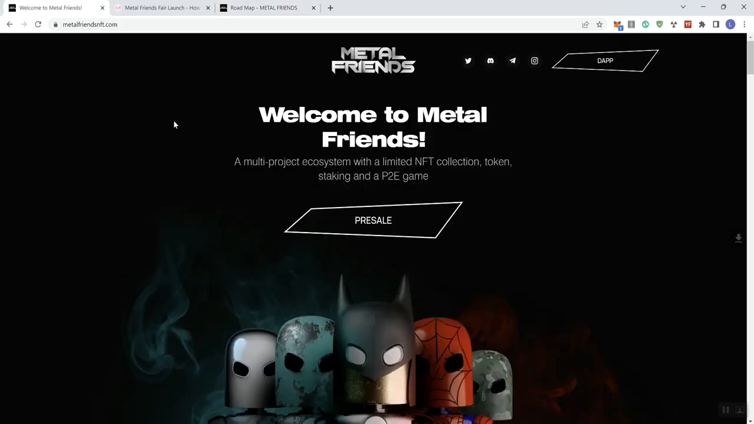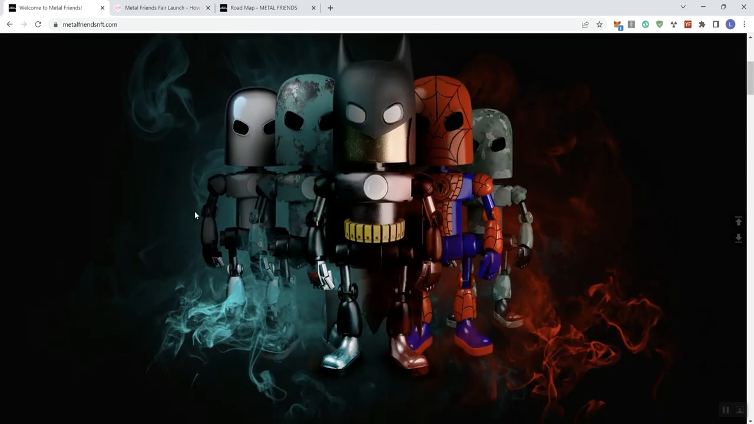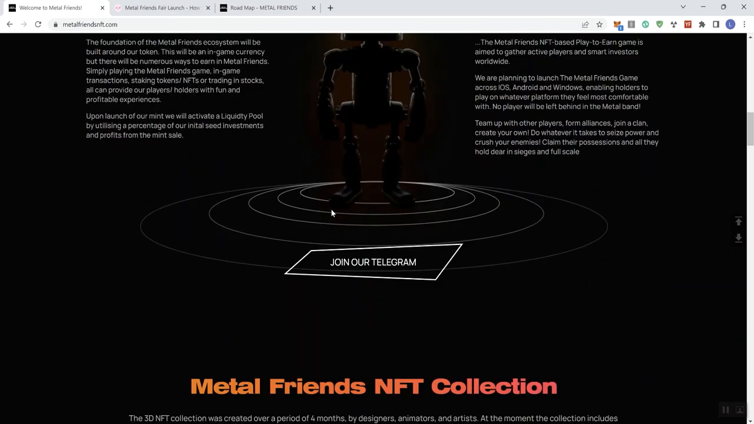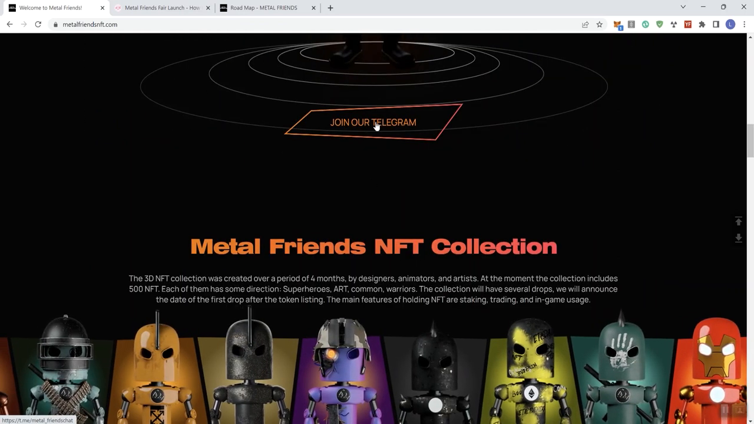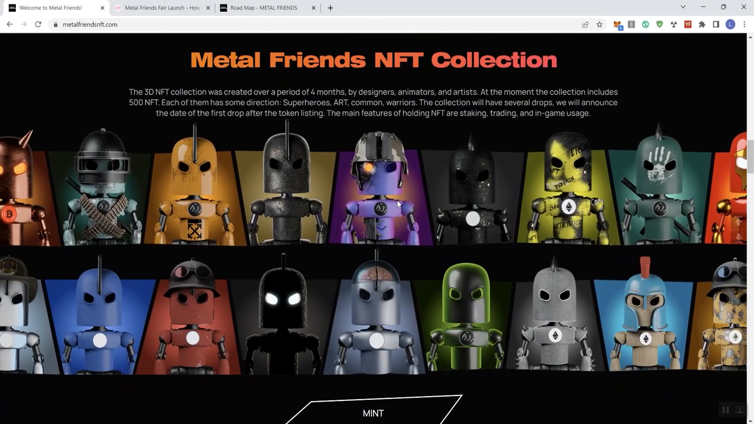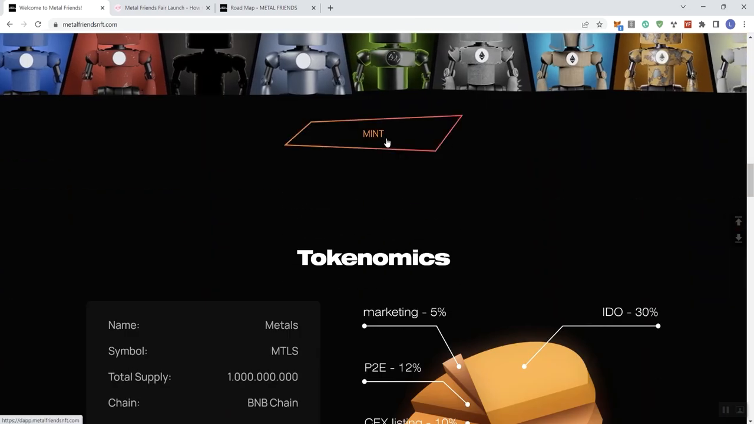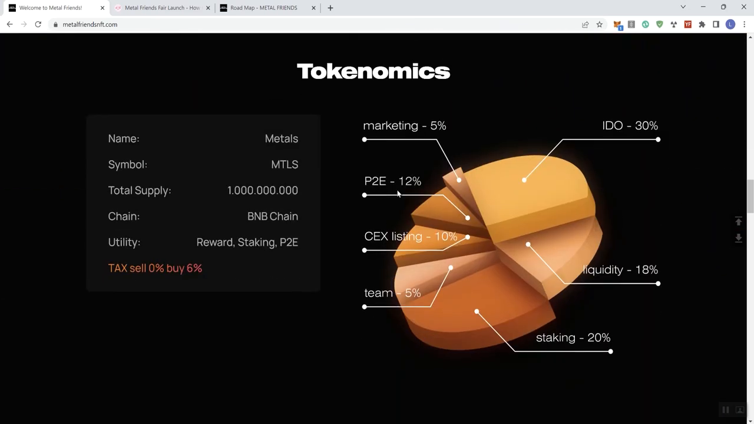All right, moving on over to the main page, we can see their DApp here. And then we can see the socials, we can see a link to the presale, however it's not hyperlinked to Pink Sale. So we can see about us, they give you their information on their NFT collection, token, staking, and the game PDE. Alright, join the TGE, they give you a link there, so they give you a look at their NFTs, okay, a button here to mint, and then we've already gone over this economics.